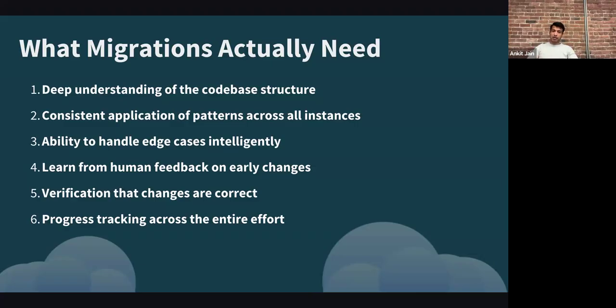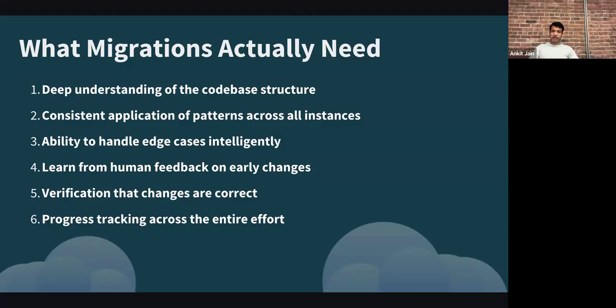Handling edge cases, again, is the same issue, right? Everyone's code base is slightly different, so you cannot apply migrations broadly. But you also need to learn from human feedback. That's why this conversation is about human in the loop for the AI. Having that feedback from the humans is important.